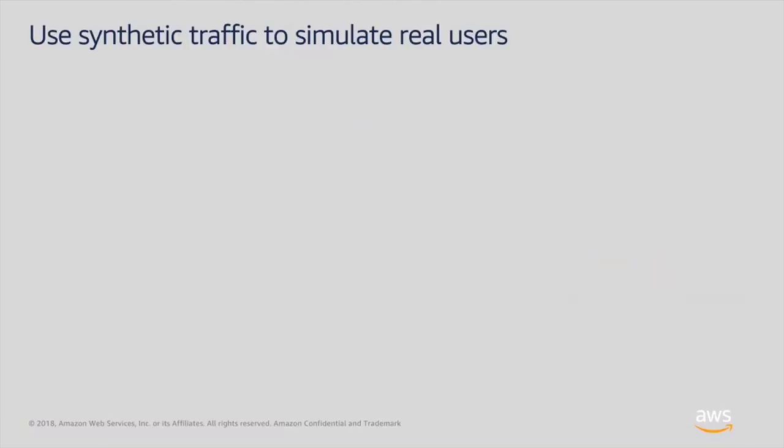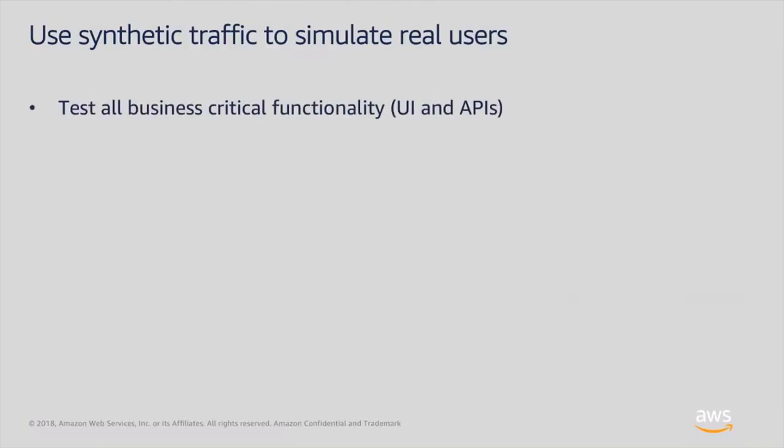So one of the ways to do this is using synthetic traffic to simulate real users. We're going to test all business and critical functionality. This includes UI and APIs, but it's not limited to that. We want to be able to run these quickly, on average about every 60 seconds.